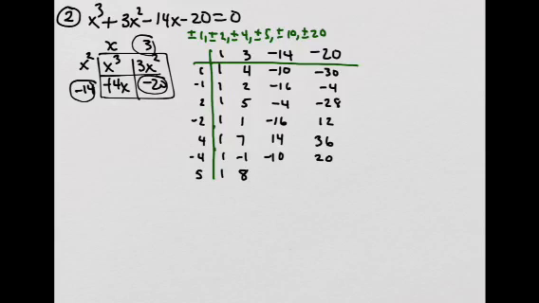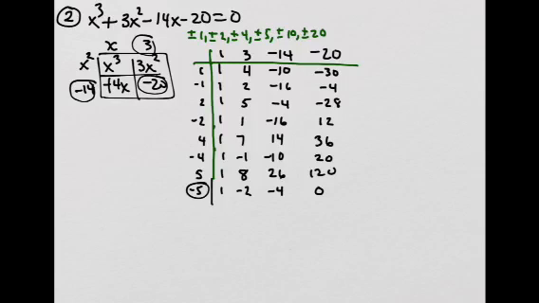Minus 14 is 26. So this one's going to be way too big, right? 26 times 5 is 130, minus 20 is 110. We try negative 5, bring down the 1. Negative 5 plus 3 is negative 2. Negative 5 times negative 2 is 10. 10 minus 14 is negative 4. And negative 4 times negative 5 is positive 20. 20 minus 20 is 0.